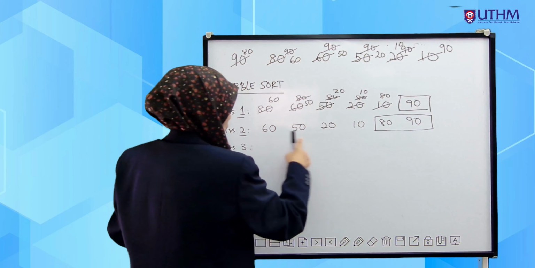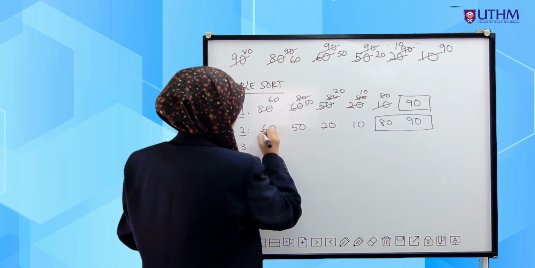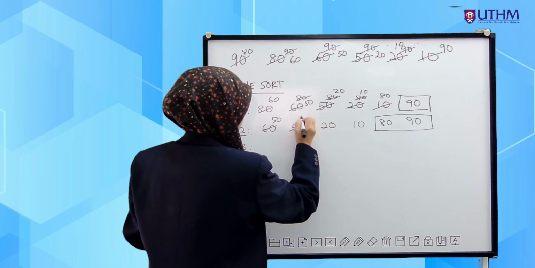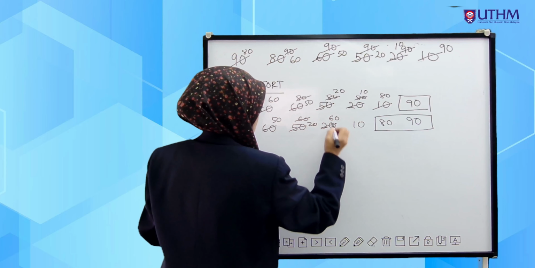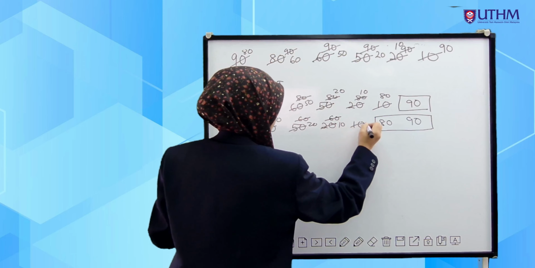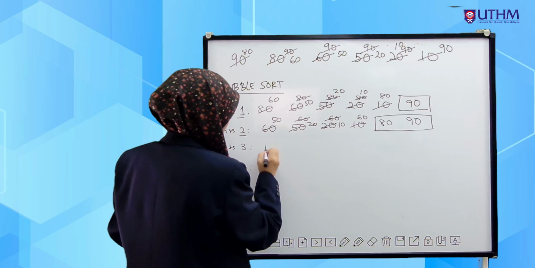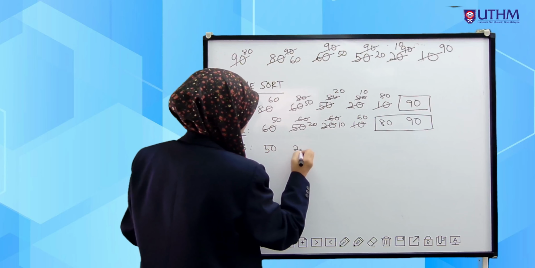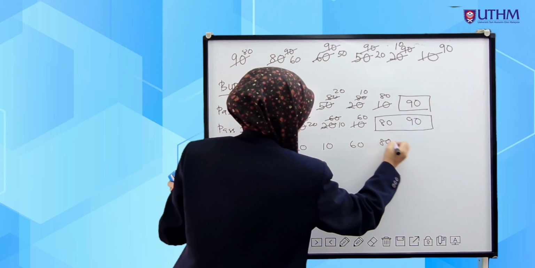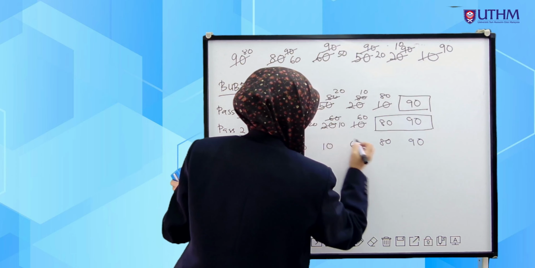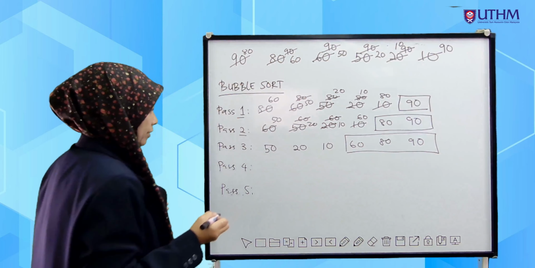We continue to make the comparison. 50 and 60, yes. 60 and 20, yes. 60 and 10, yes. So eventually after the third pass, you have 50 followed by 20, 10, 60, 80, and 90. So the last 3 values are already in sorted order.